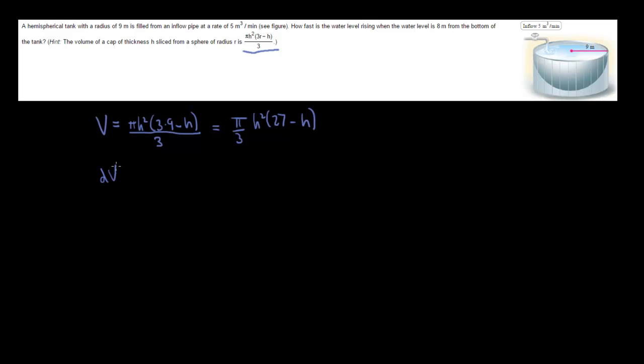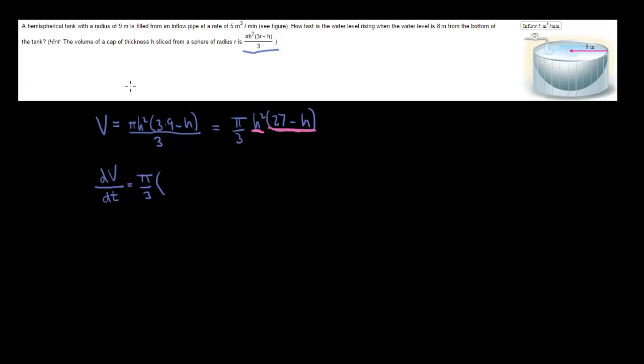the derivative of volume with respect to time, now I can factor out that pi over 3, and then I need to use a product rule. I have two functions. I have this function h squared, and I have this function 27 minus h. You certainly could distribute and get the exact same answer. Distribute, then take the derivative. I'm just going to use the product rule.